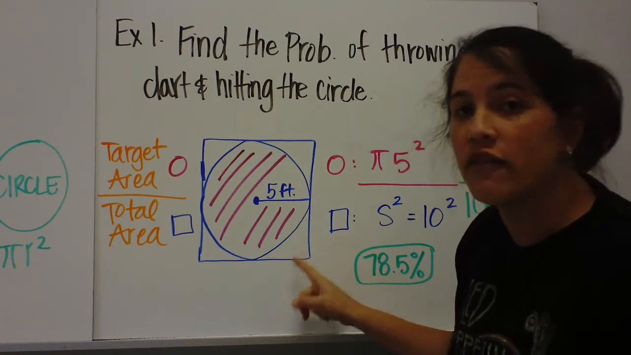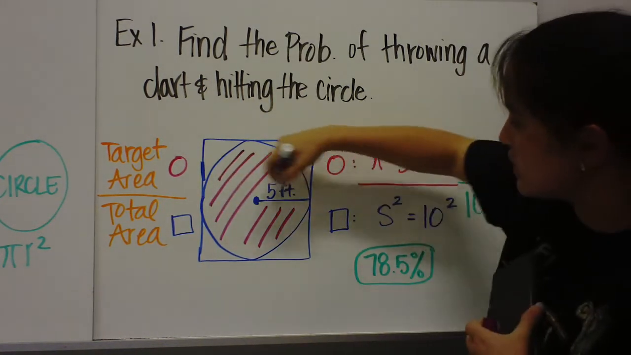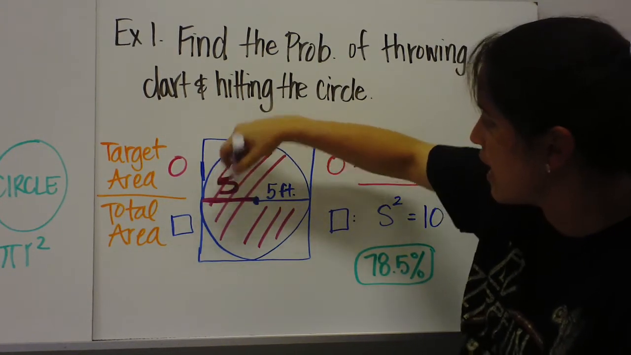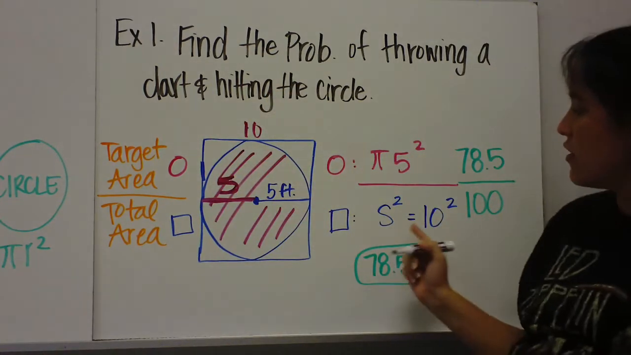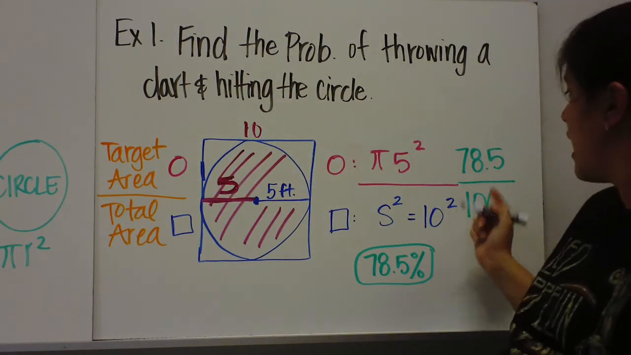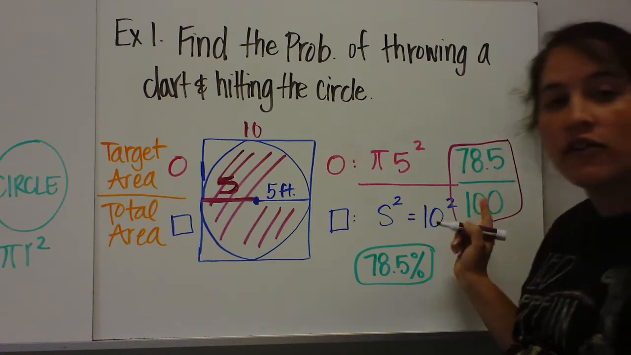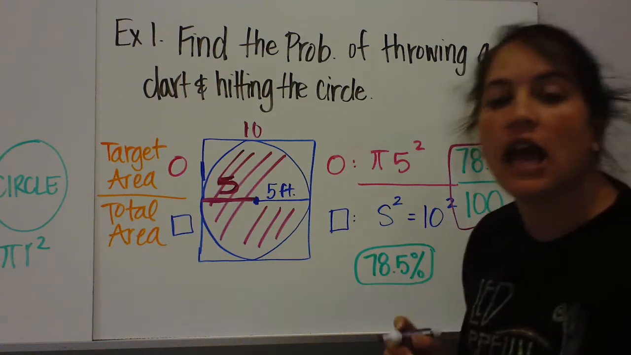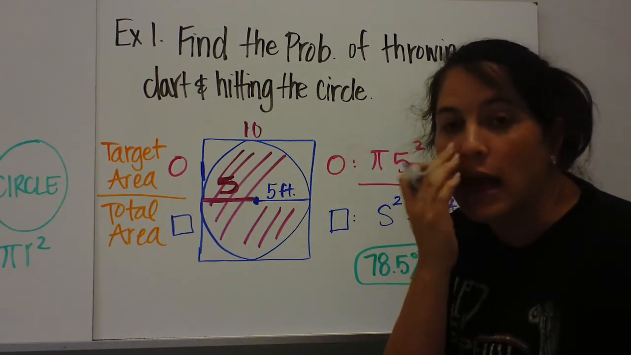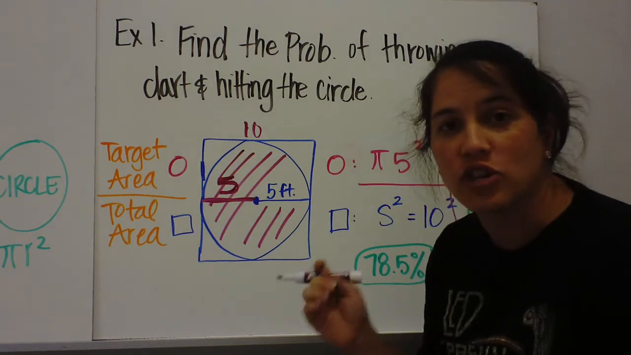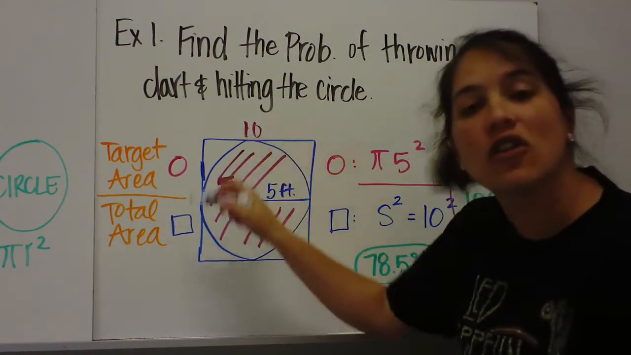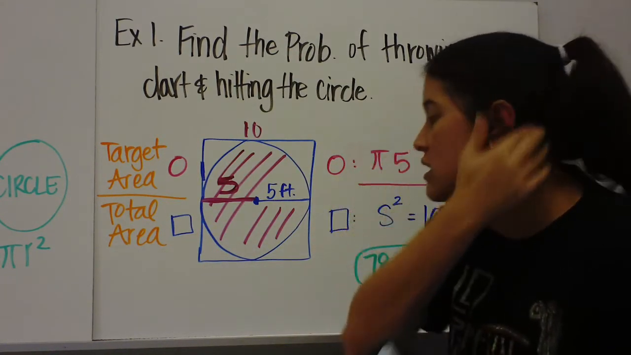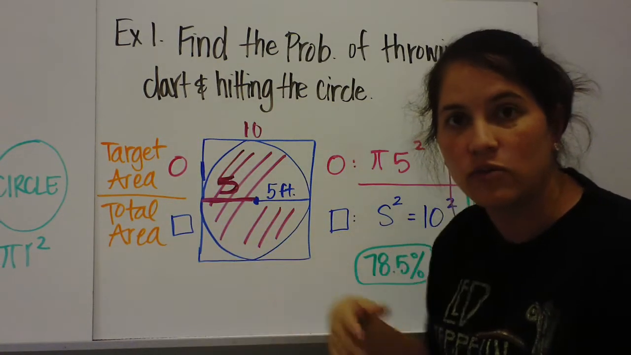And then the total area of the square, since this is 5, that means this would be 5, and total would be 10. So it would be 10 squared, which is 100. And then because it's already out of 100 means percent, so our answer would be 78.5%. So we have a 78.5% chance of throwing a dart and hitting the circle instead of the four corners. So that's how you would work problems like these. The target area out of the total area. We'll do some more examples.